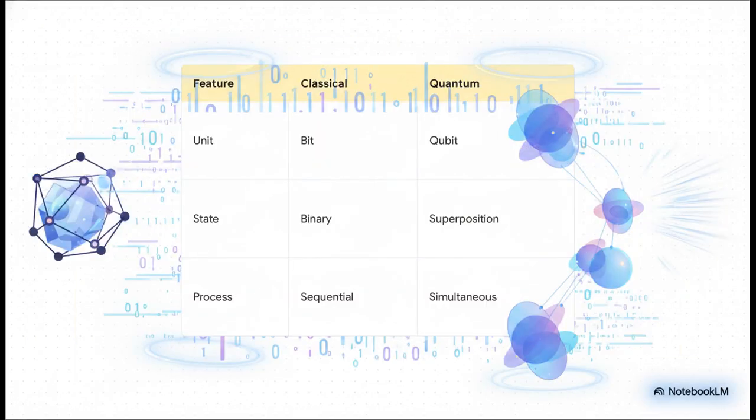Looking at this shift from sequential binary processing to simultaneous superposition, this is exactly what gives quantum computing its exponential power. It's really important to understand that it's not just a faster classical computer. It's an entirely different way of solving high-dimensional problems, things like optimization and complex molecular modeling, where classical computers just get totally bogged down by way too many variables.